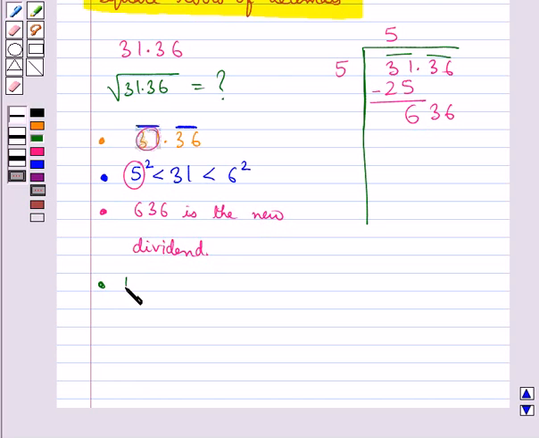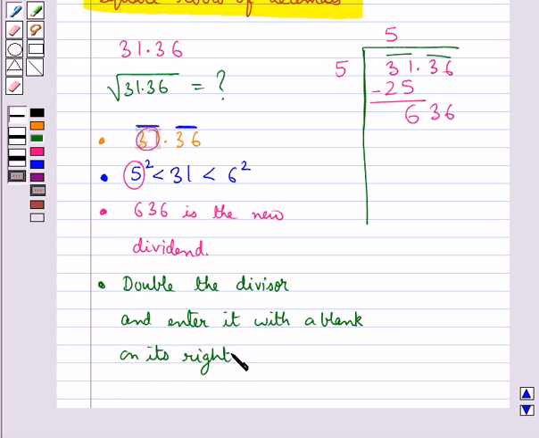Then in the next step, we double the divisor and enter it with a blank on its right. That is, double of 5 would be 10 and we put a blank over here. Now since 36 is the decimal part, so we put a decimal point in the quotient in this way. Then we know that 106 into 6 is 636. So we put here 6 in the blank and in the quotient also we put 6.